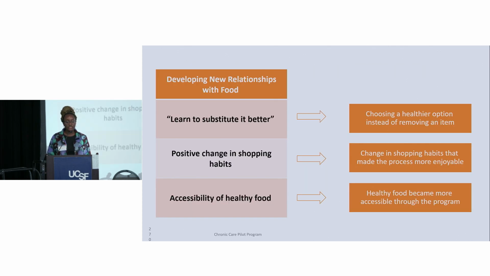The second main theme was this idea of developing new relationships with food. And so one of the sub-themes within that was learning to substitute better, which speaks to the idea of choosing a healthier option instead of completely removing an item from the diet. The other sub-theme was a positive change in shopping habits, which refers to the idea of how food vouchers made the process of shopping for food a more enjoyable experience for participants. And the last theme, accessibility of healthy food, really speaks to the impact of food vouchers and discussing, of course, how healthy food became more accessible through the program.